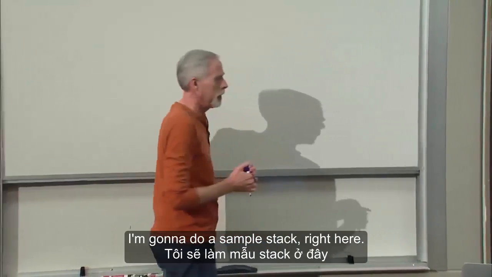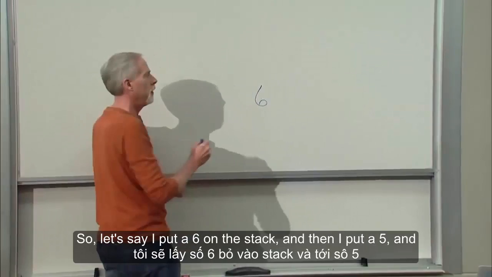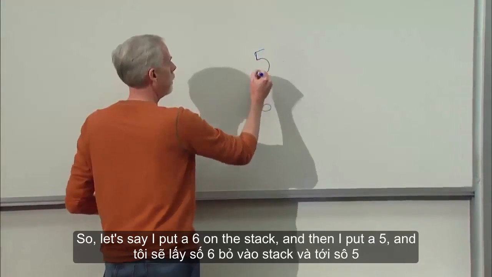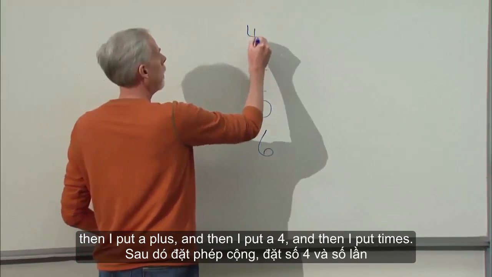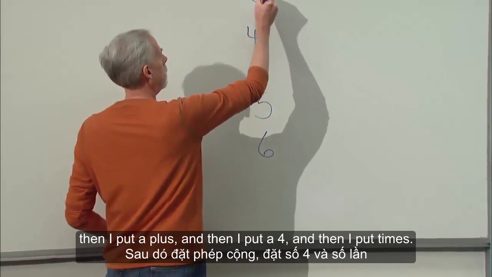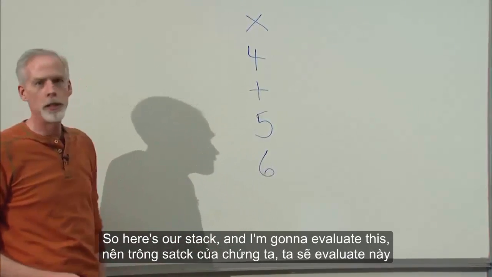It looks like this. I'm going to do a sample stack right here. So let's say I put a 6 on the stack, and then I put a 5, then I put a plus, then I put a 4, then I put times. So here's our stack, and I'm going to evaluate this, and I'm going to use recursion.